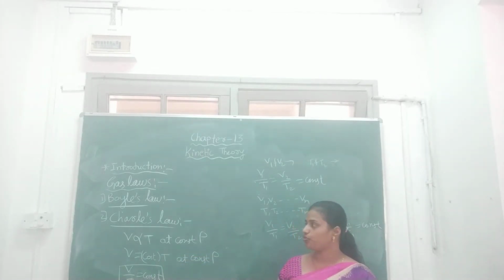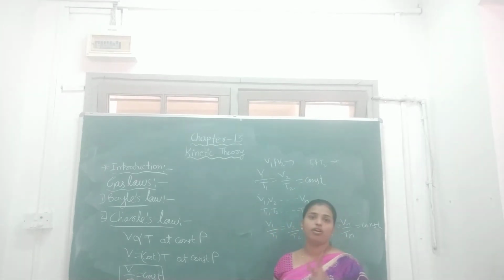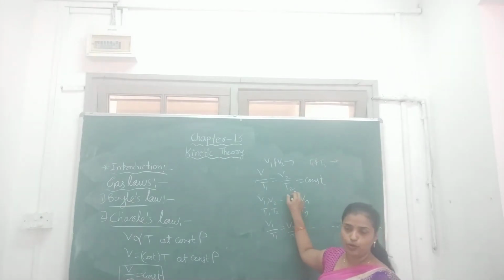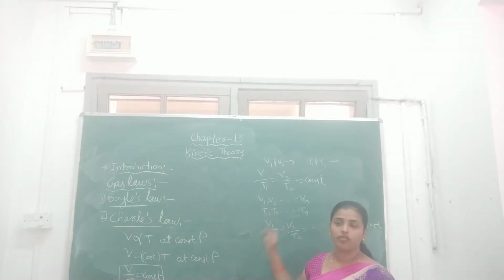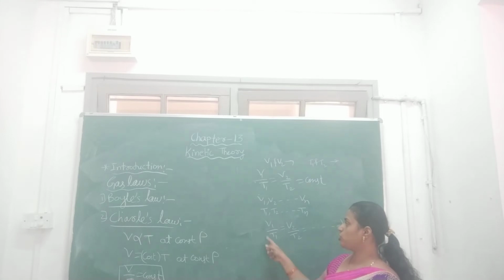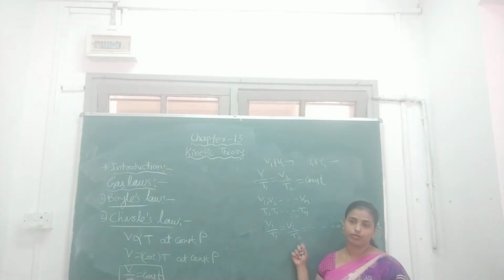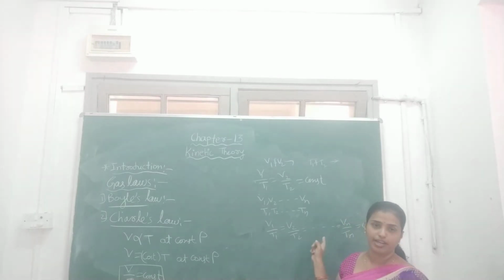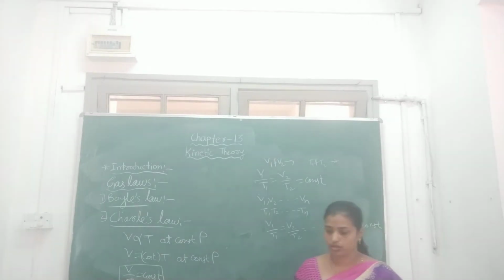So the equation for Charles law is V by T is equal to constant. For two terms, that is V1 by T1 is equal to V2 by T2 is equal to constant. For n number of terms, the equation is V1 by T1 is equal to V2 by T2 is equal to up to Vn by Tn is equal to constant.